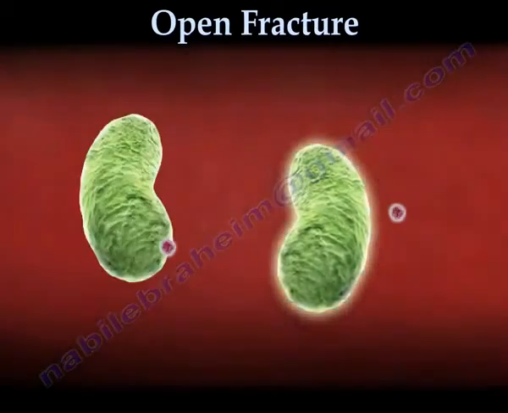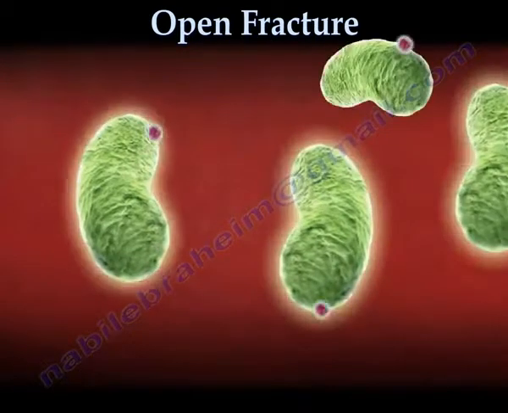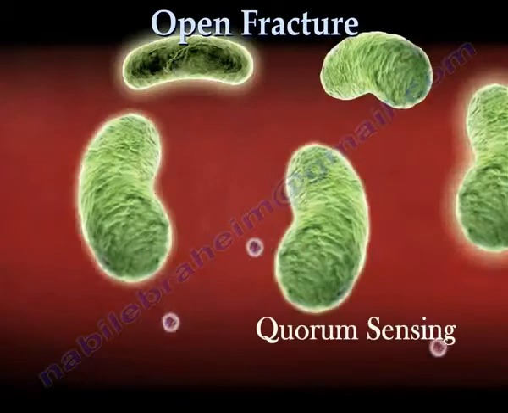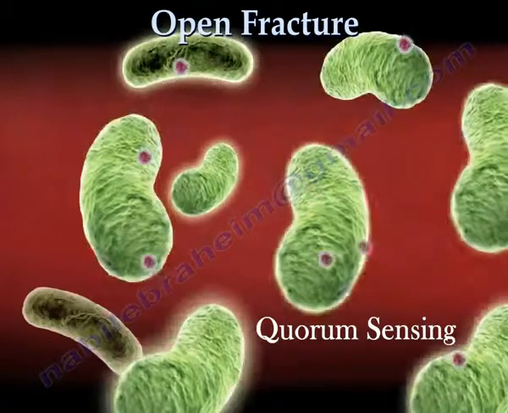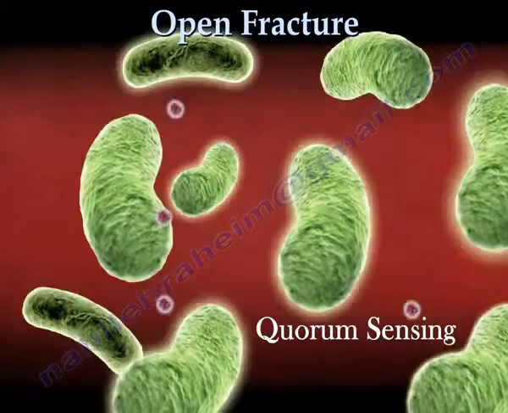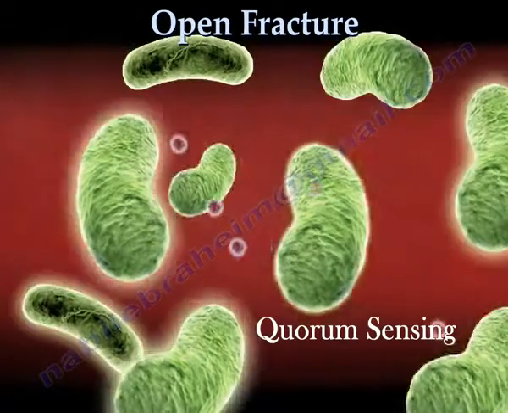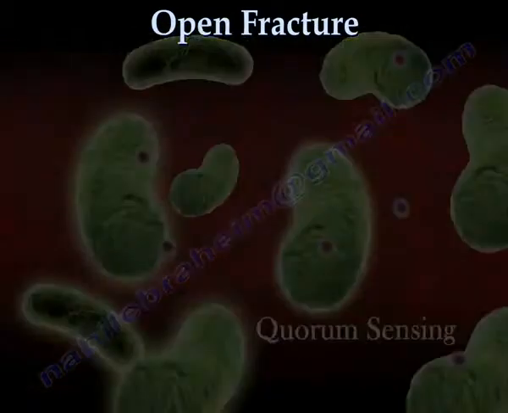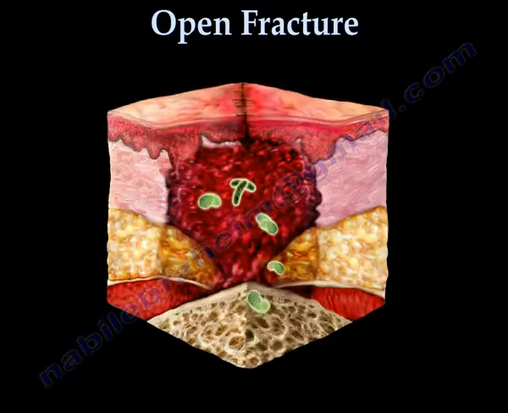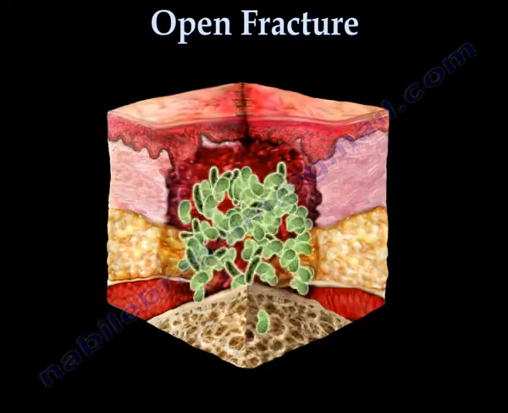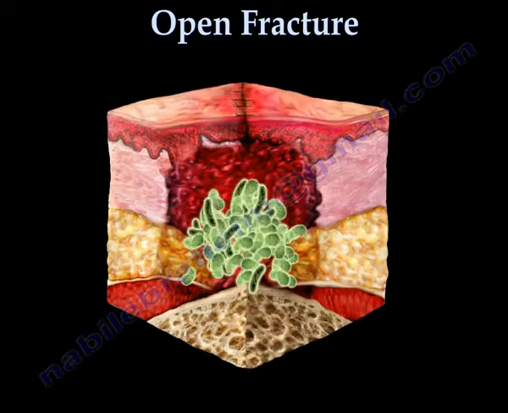During this growth period, the bacteria are communicating with each other through a process called quorum sensing. Quorum sensing is the use of a chemical signal from one bacteria to another. As the bacterial population grows, so does the chemical signal concentration. Once the concentration of the chemical signal reaches a certain threshold, the bacteria then begin their attack.